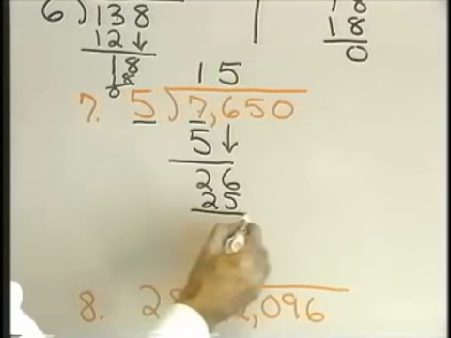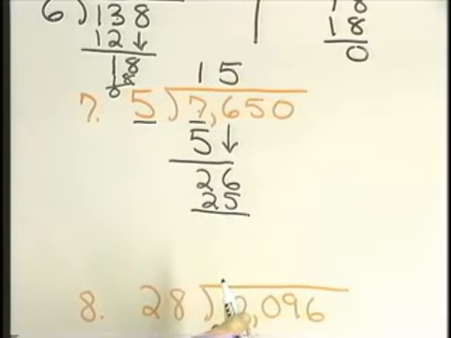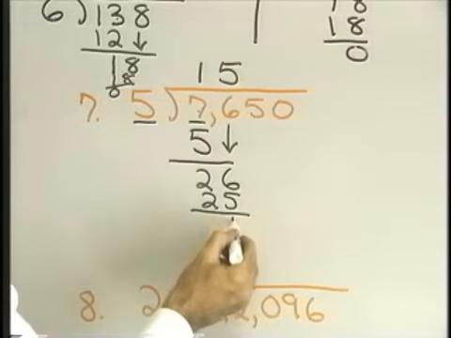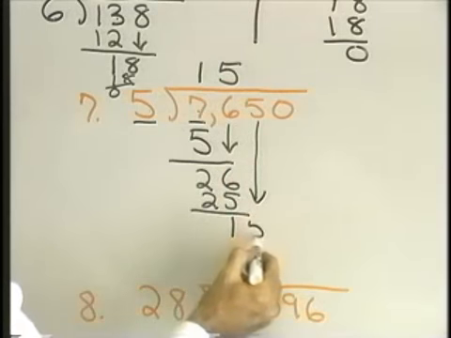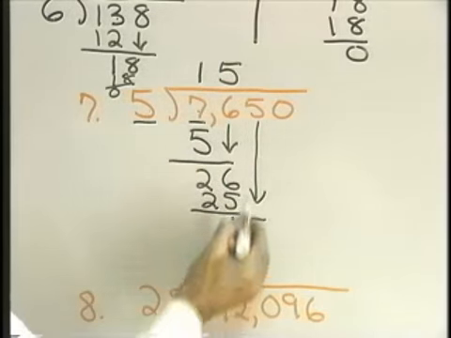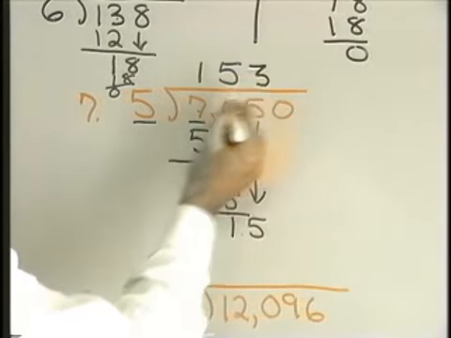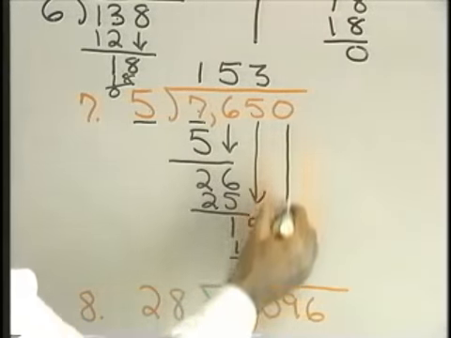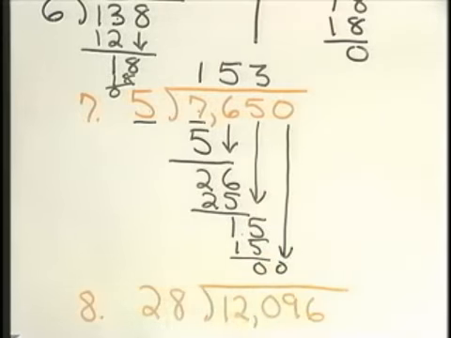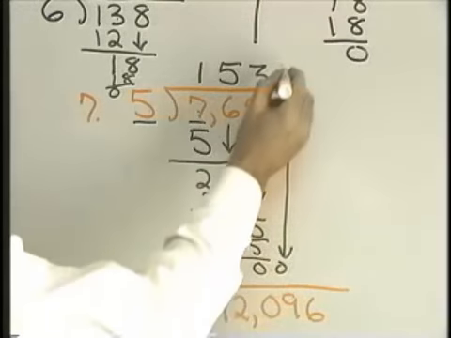I multiply and then subtract to see how much my estimate is off by. 6 subtract 5 is 1. 2 subtract 2 is 0. Bring down my next number, 5. 5 divides into 15 3 times. 3 times 5 is 15. Subtract and get 0. I have another number to bring down, which is 0. 5 divides into 0 0 times.